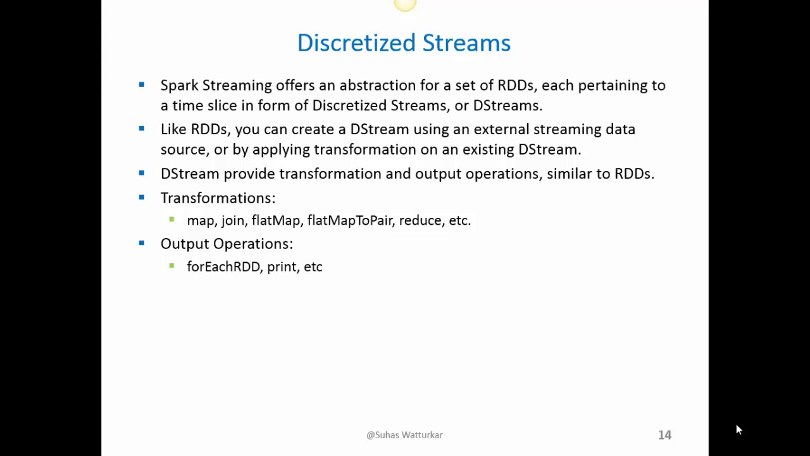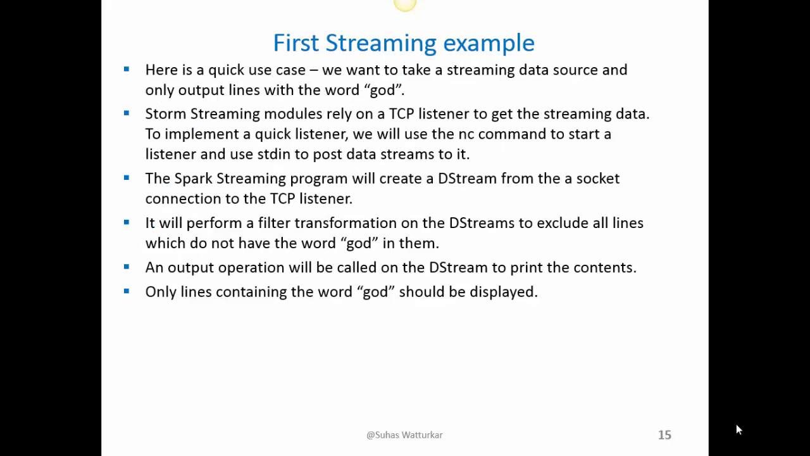Period. A D stream can be created from a streaming data source, or it can be created by transforming another D stream as well. The transformations are standard ones that we are all aware of: map, join, flat map, and so on. Output operations are also supported for each RDD. It will let you iterate through each RDD contained within the D stream, print, etc.